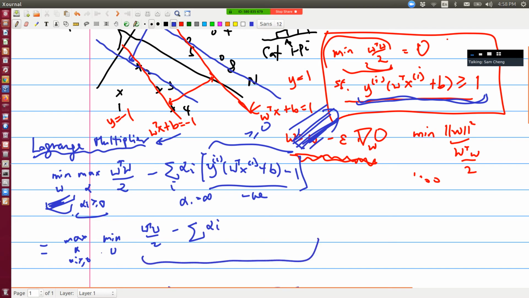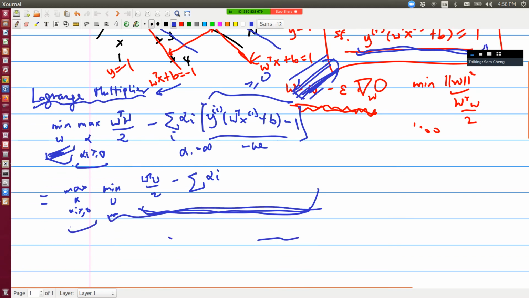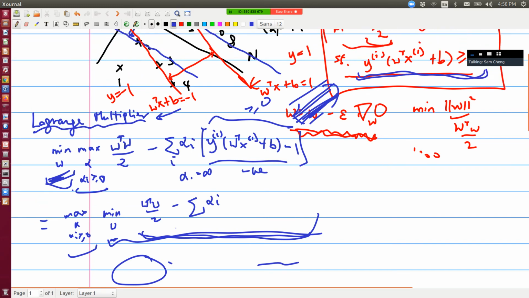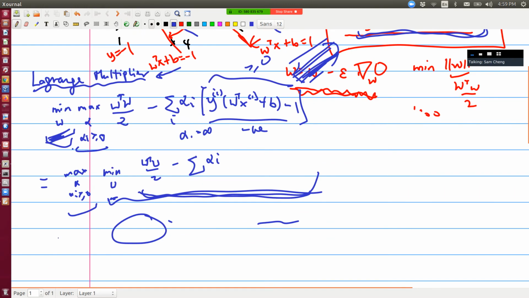Because once we swap this optimization here, we have just an unconstrained optimization over W, right? Then we actually can solve this part. After we solve this part, what remains is to maximize some objective function in terms of alpha. At the beginning, we had a function in terms of W. Now after this transform, I have some other optimization problem that optimizes some function, maybe I call it G alpha, with respect to alpha.